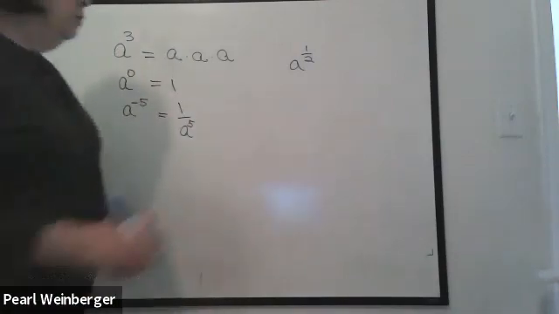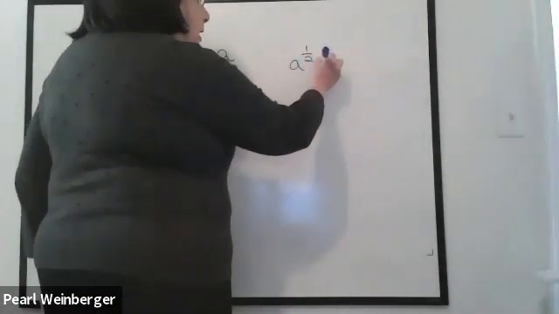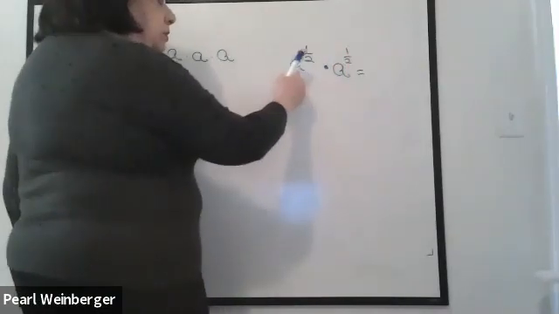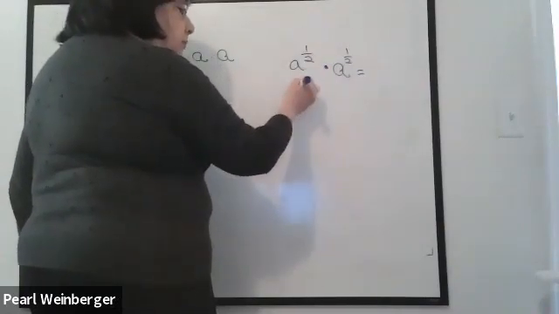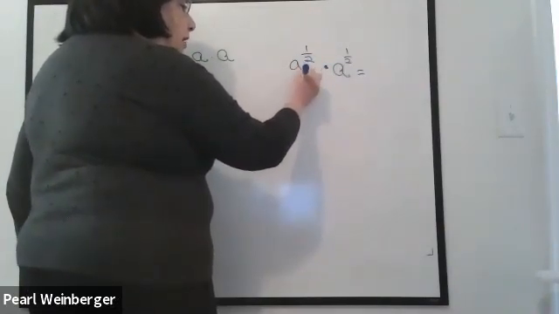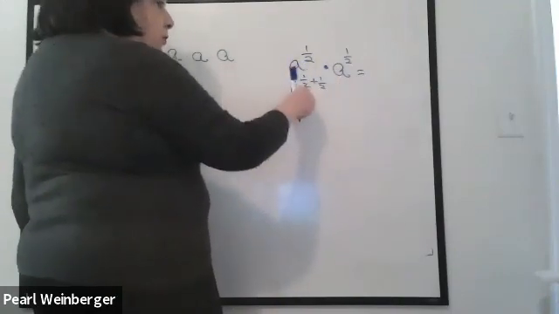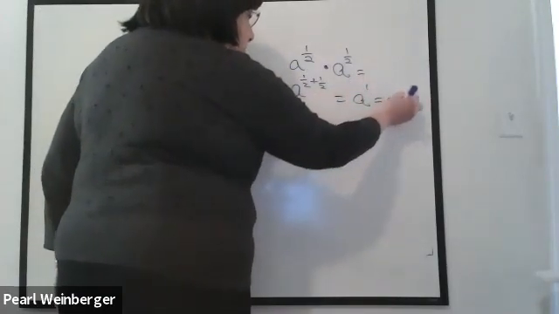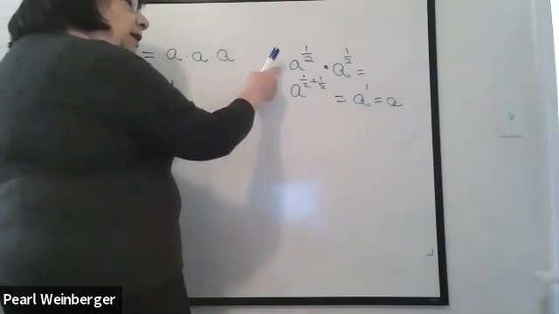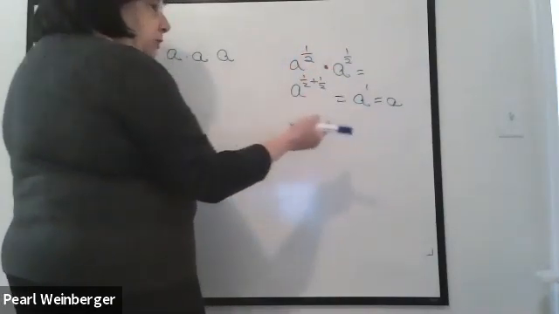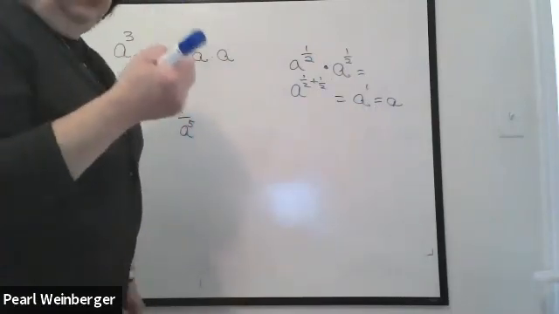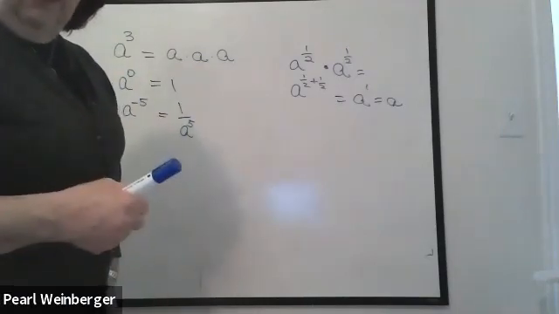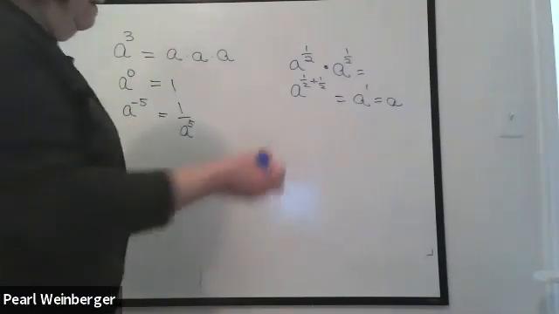So think about this. What if I were to multiply a to the 1/2 times a to the 1/2? Well, I know when I multiply, what I do is I add the exponents. So that'll be a to the 1/2 plus 1/2. And I know when I add a half and a half, I get 1, which is a to the 1, or just plain a. In other words, if I multiply a to the 1/2 times a to the 1/2, it gives me a. And I think, where else do I multiply something by itself and gives me a?